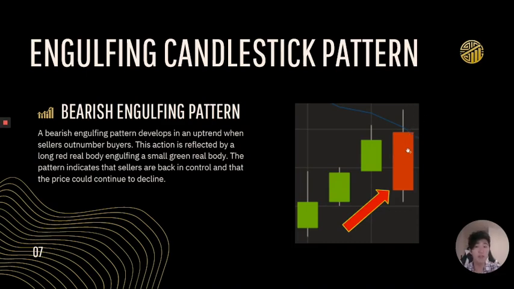This is when the action is reflected by a long red real body engulfing a small, previous green real body, right? So the pattern is basically indicating that sellers are back in control and that the price could continue to decline, right? No guarantees, could decline.